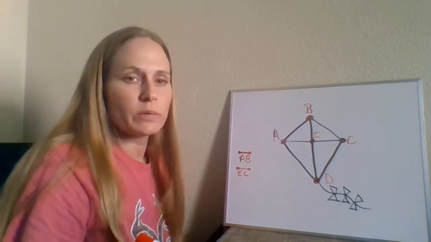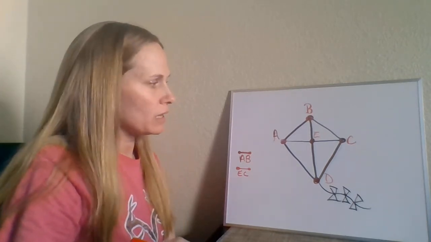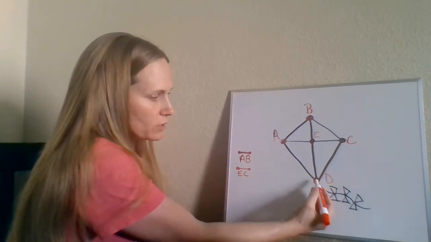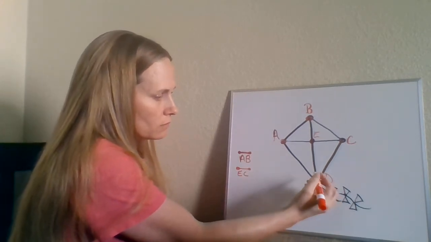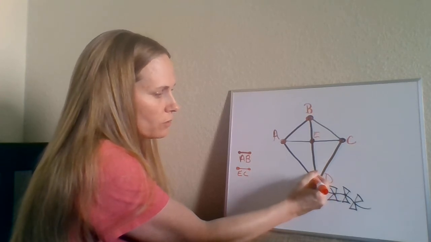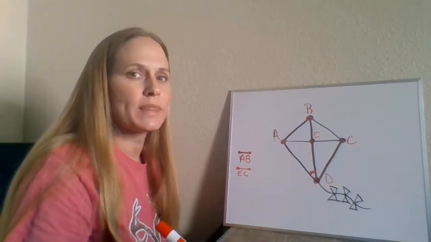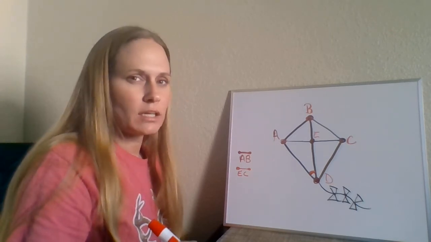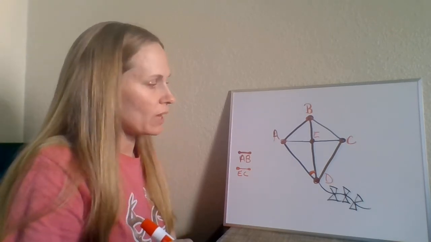Okay, what about angles? Do you see any angles in our kite? When I look down here, I see an angle right here. What kind of angle would that be? It's less than 90 degrees, so it is an acute angle.